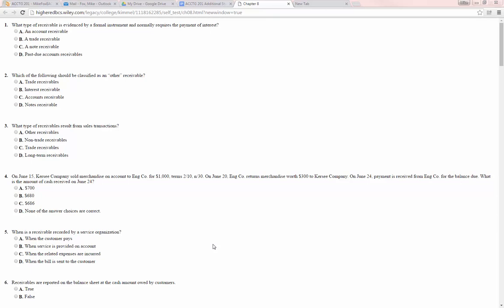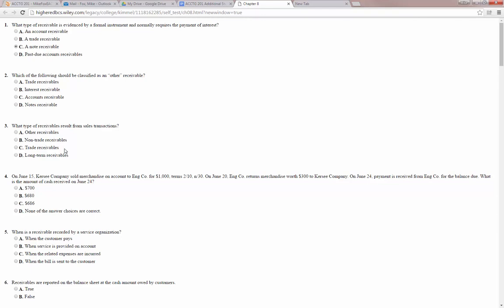Okay, here we go with the Chapter 8 self-test. What type of receivable is evidenced by a formal instrument and normally requires the payment of interest? So formal is the key word here, and payment of interest, I guess, is another one. So this would be a note receivable as opposed to an account receivable where it's less formal, usually because we bought stuff and they gave us time to pay.